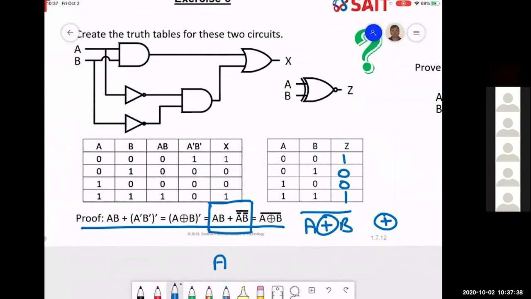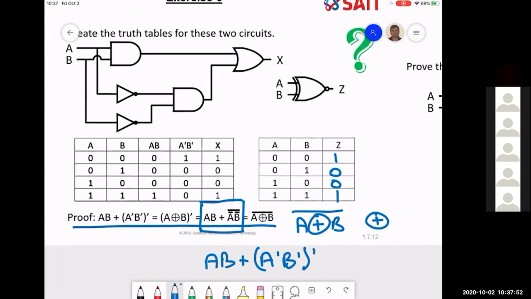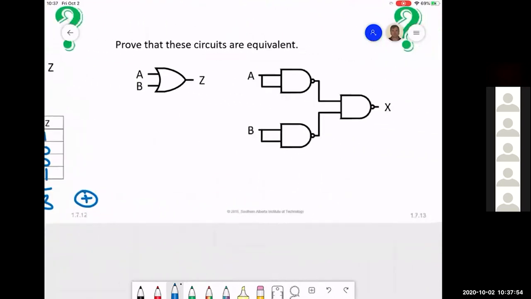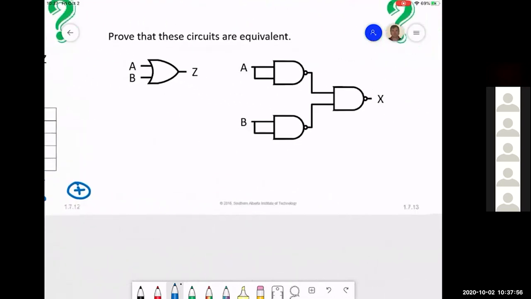So A B, or A prime, B prime, primed. Long form of the exclusive NOR. I should point that out because those are quiz questions. Prove that these circuits are equivalent.